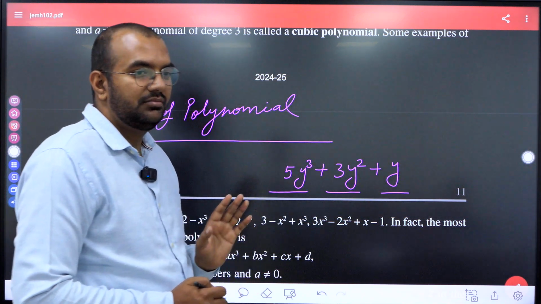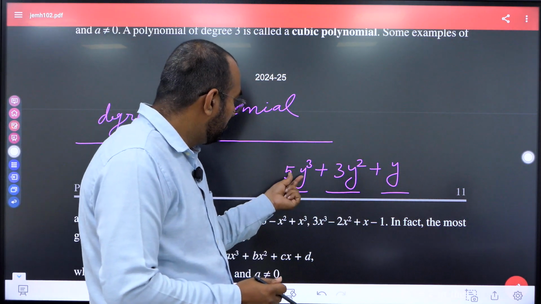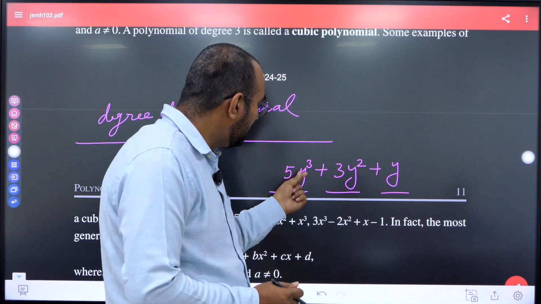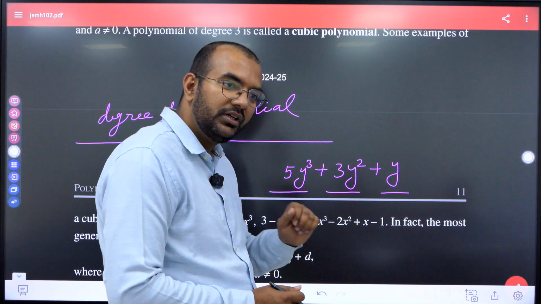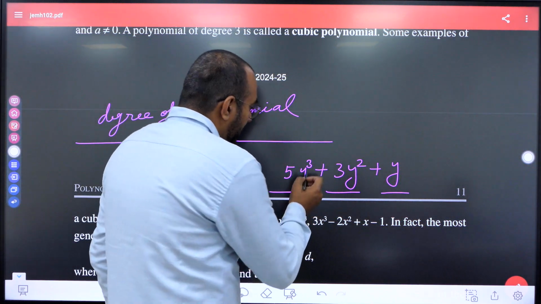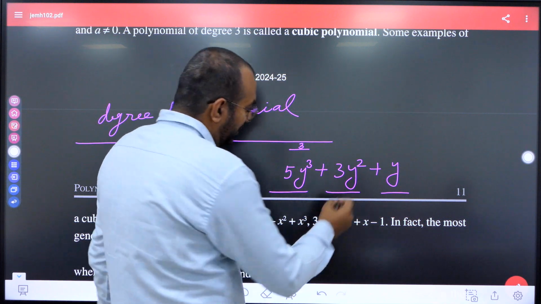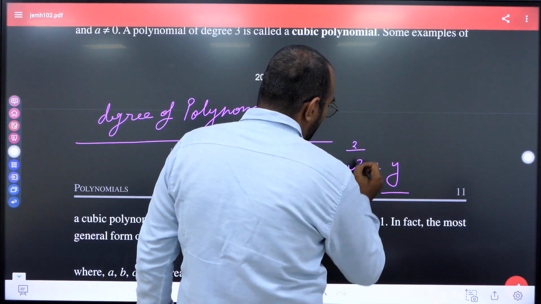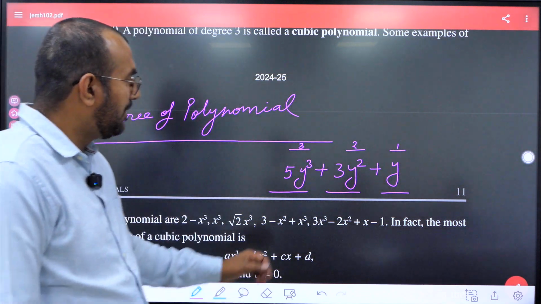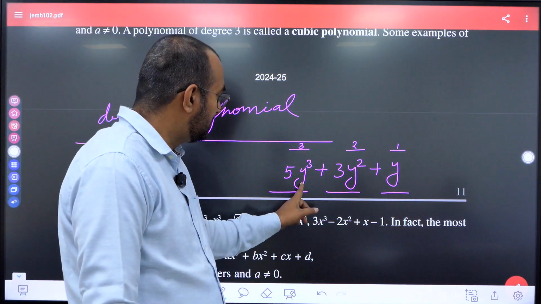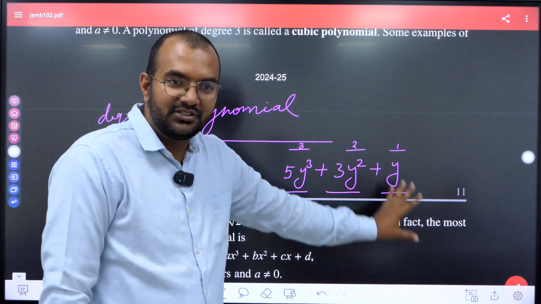In each term, you will have to see what is the power of the variable in each term. Okay. In this term, power is 3, right? In this term, power is 2. In this term, power is 1. So in which term the power is highest? In this term. So 3 is the degree of this polynomial.